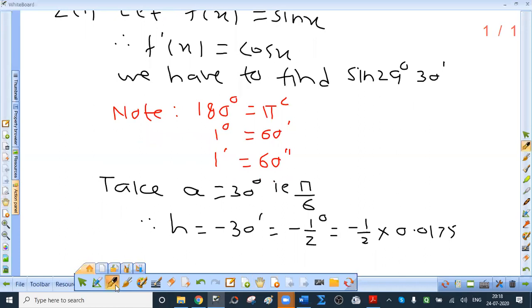So this is nothing but minus 0. What will it be? It will be 0.00875. Okay. See, if you consider h as 30 or minus 30, that is absurd. Actually, h is not minus 30. h is minus 0.00875. Now proceed. Find out f of a, f dash of a, and so on.